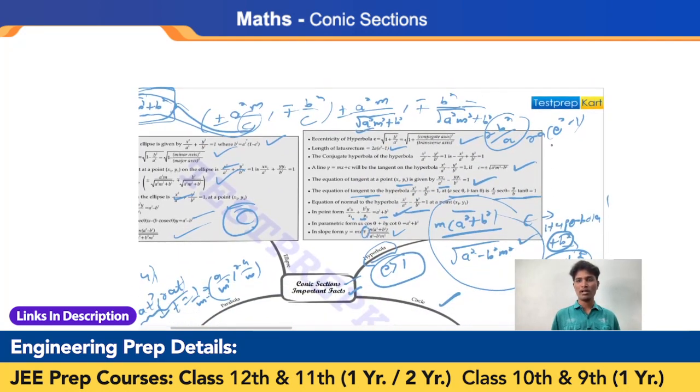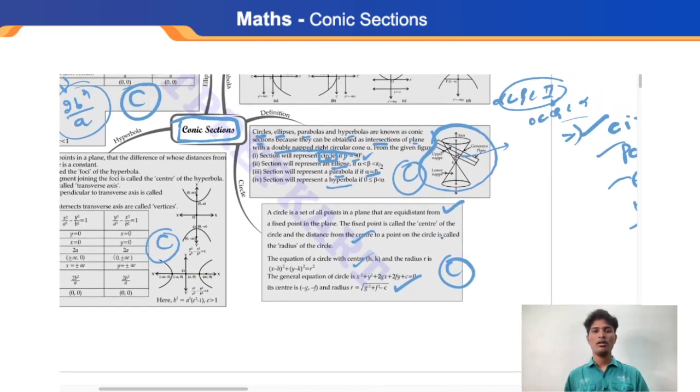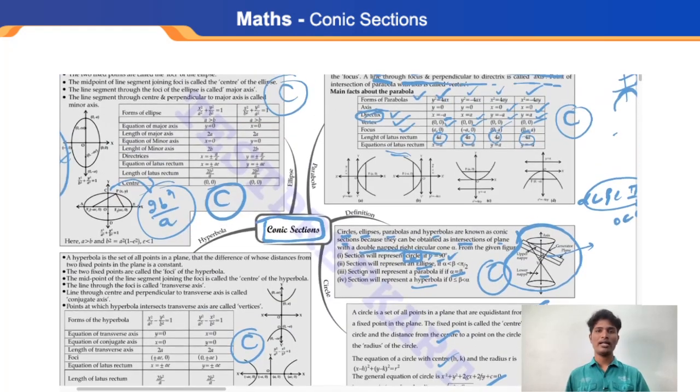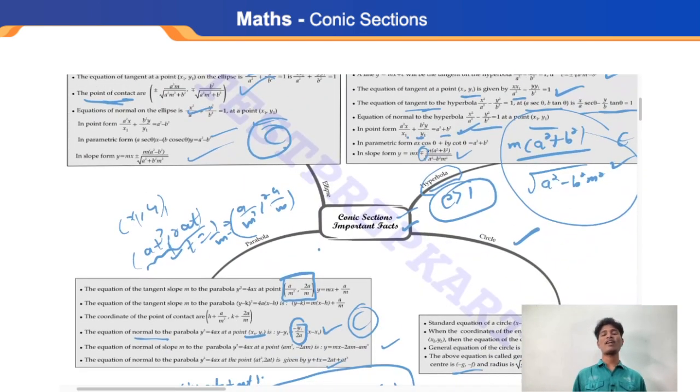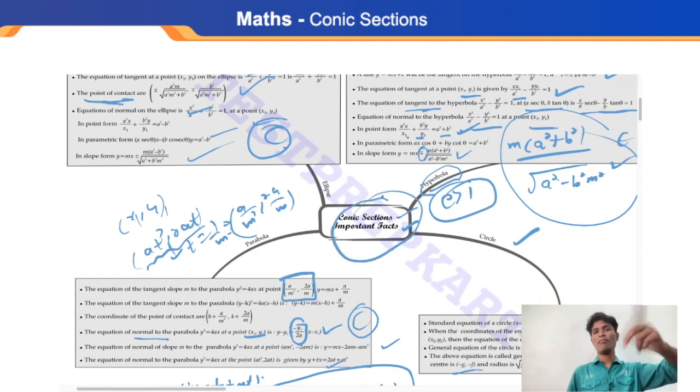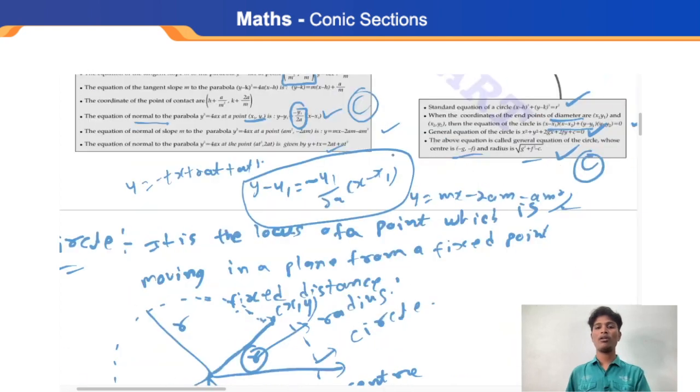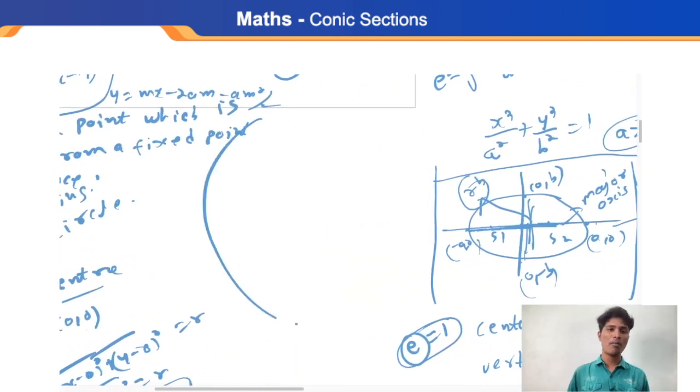I think the ellipse and the hyperbola are also completed. I think I have completed the entire conic sections, and the definitions of circle, parabola, ellipse, hyperbola I have discussed in one video, and the important facts also. These important facts are more important than the previous ones. But without the previous knowledge of the basics of the circle, parabola, ellipse, hyperbola, you cannot understand the topics here. Very important.